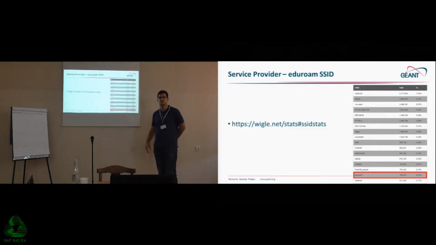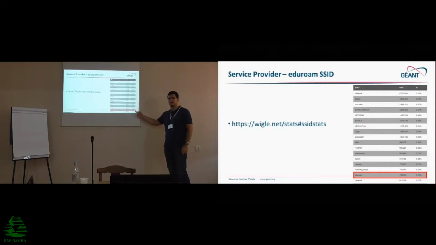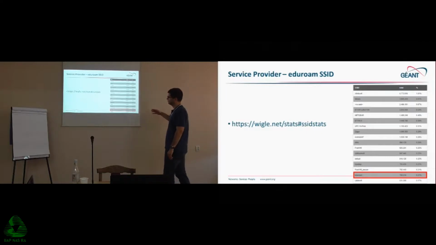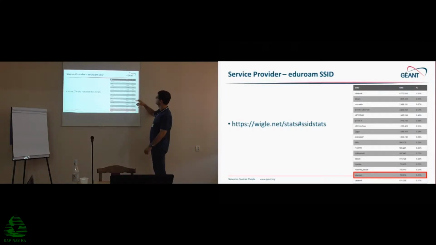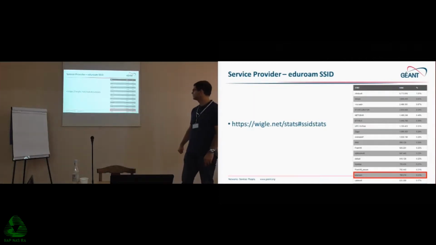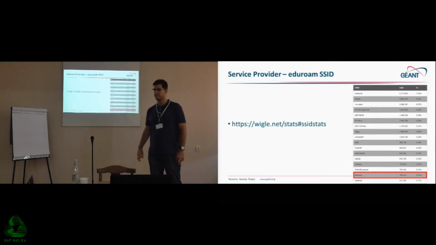I think last year the SSID eduroam was the 17th most used SSID, and it was at 0.20%. But in 1 year, it has grown by 0.01%, which is not a lot, but it has enabled the eduroam SSID to climb up to 16th. I can't count right now, but I think it's at number 16 now. How do they count the statistics?